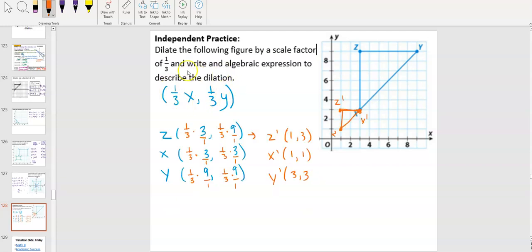All right, the algebraic expression to describe the dilation is 1/3 x, 1/3 y. So I went ahead and multiplied all of my values by 1/3. Here are my new points. And here's my new shape, 1/3 the size of the original triangle. All right, good luck.